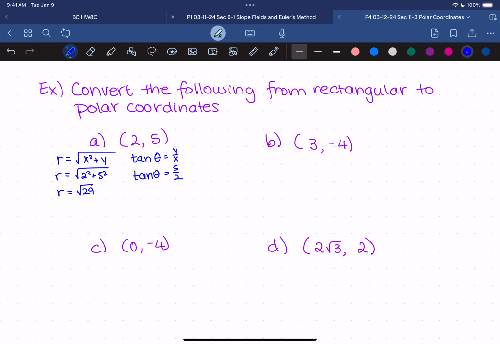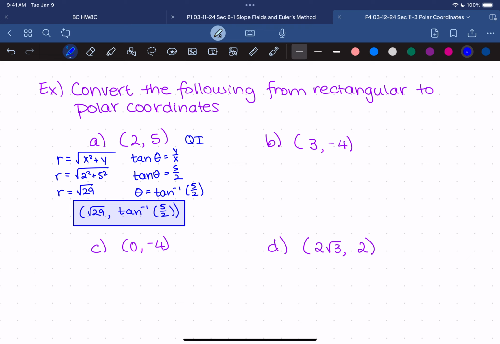Now let's just think about this really quickly. The point (2, 5) is in quadrant 1, which is in the range of tan inverse. So we don't have to make any modifications. That's our answer right there, (r, theta). And if you needed to, you could type this on a calculator and get an approximation for that theta. But that's the exact answer. Okay, let's try the next one.